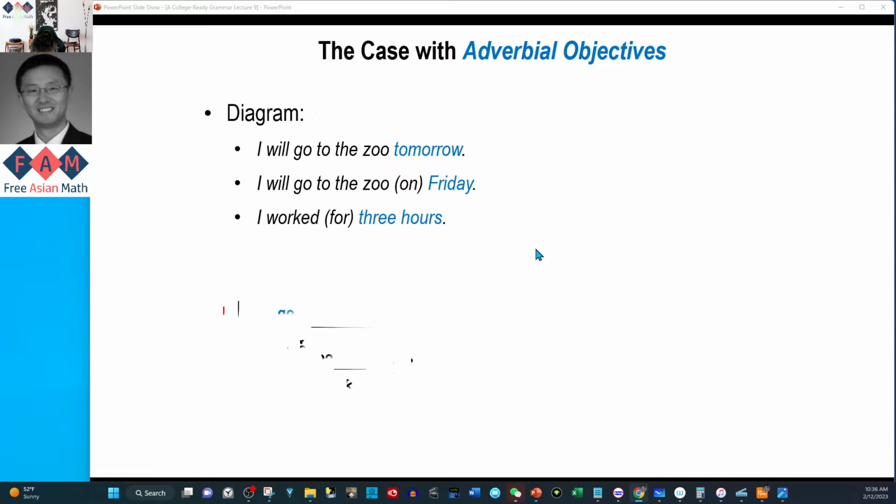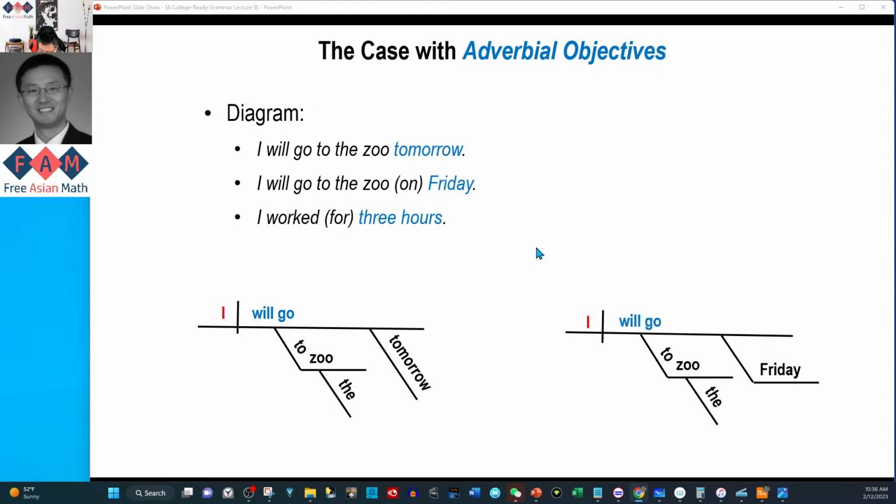So, I will go to the zoo tomorrow. Tomorrow here, you just use it as if it's an adverb. Okay, so it directly goes beneath go. It's modifying this action, go. Same thing for Friday, but this is even more explicit.